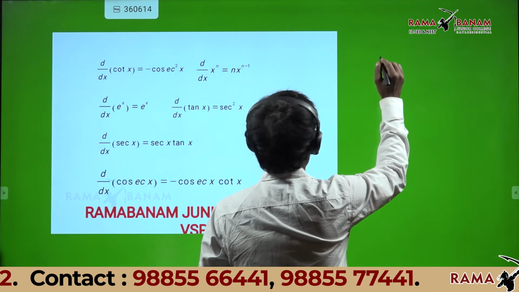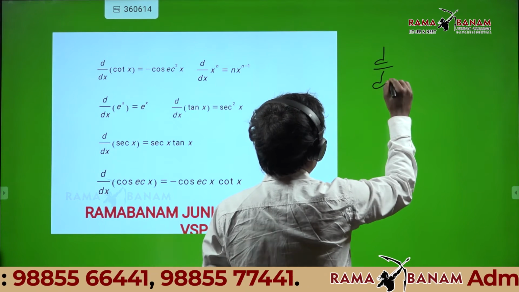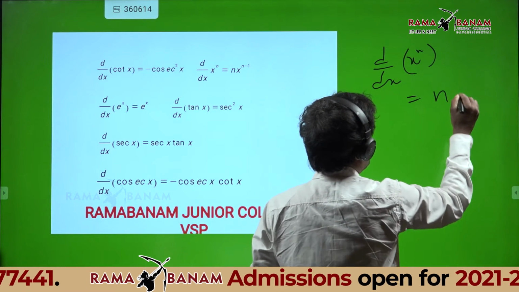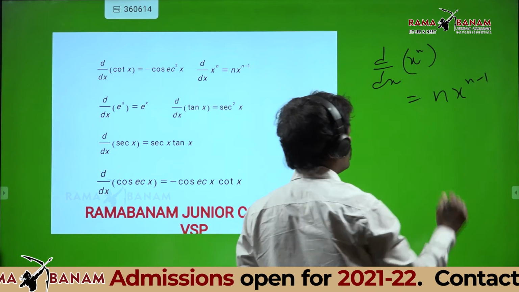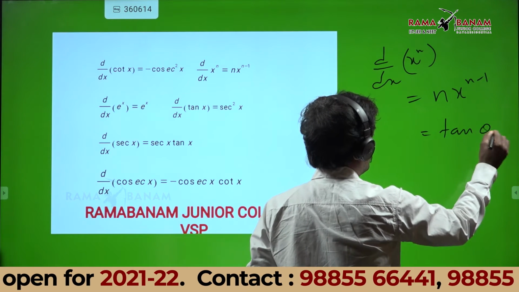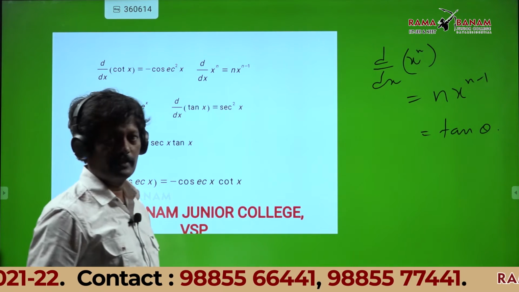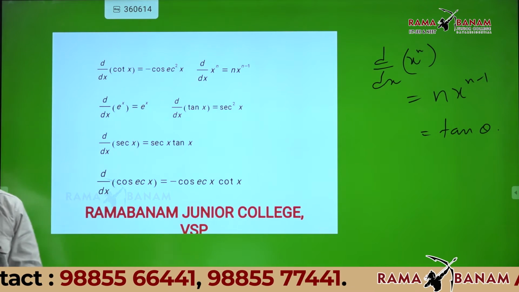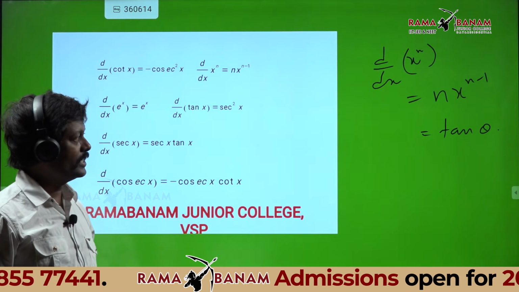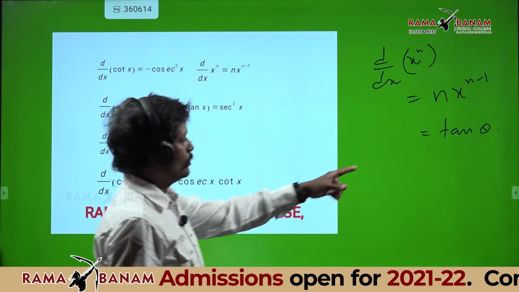I am taking this one. d by dx of x power n, I am explaining this, that is nx power n minus 1. That is equal to tan theta. Write down that at the side. I have taken one of the formulas: d by dx of x power n is nx power n minus 1. That is equal to tan theta.